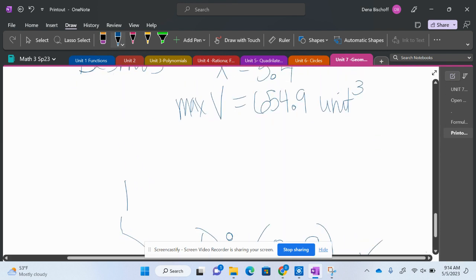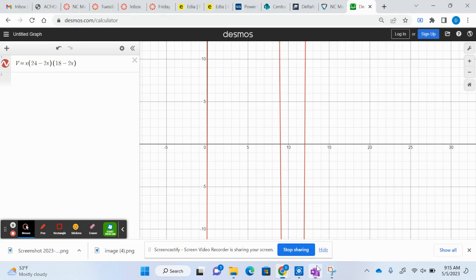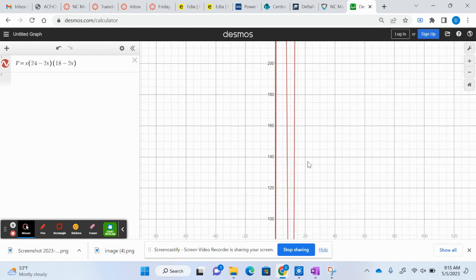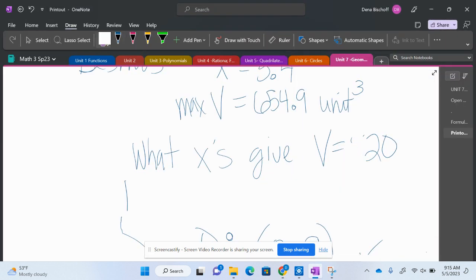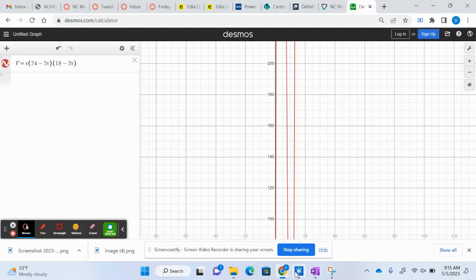What if I asked, what x's give a volume that equals 820? So I'm going to go to my graph. I know it's not going to be an exact number, but I'm going to scroll to where the volume is not 820. I need to change that. I was thinking of a different problem. Let's do 420, because it only goes up to 600 something. So I'm looking for what values of x give me a volume of 420.